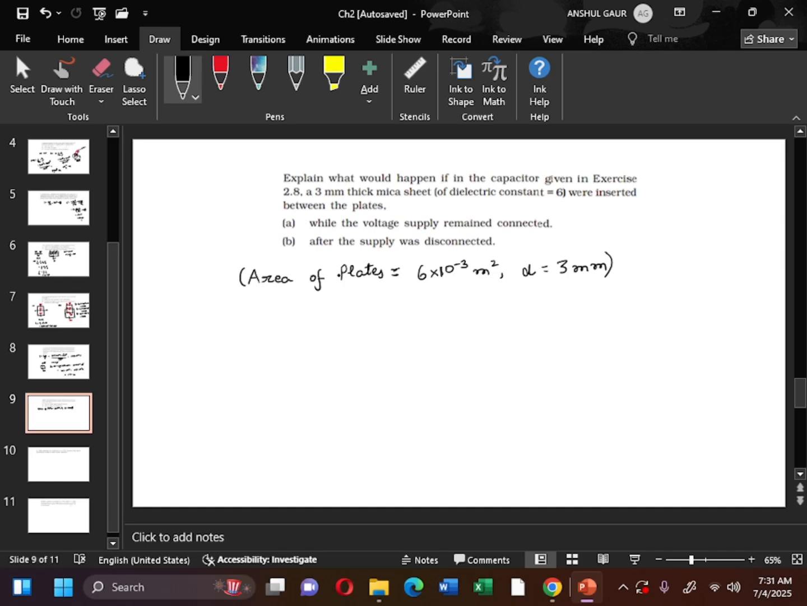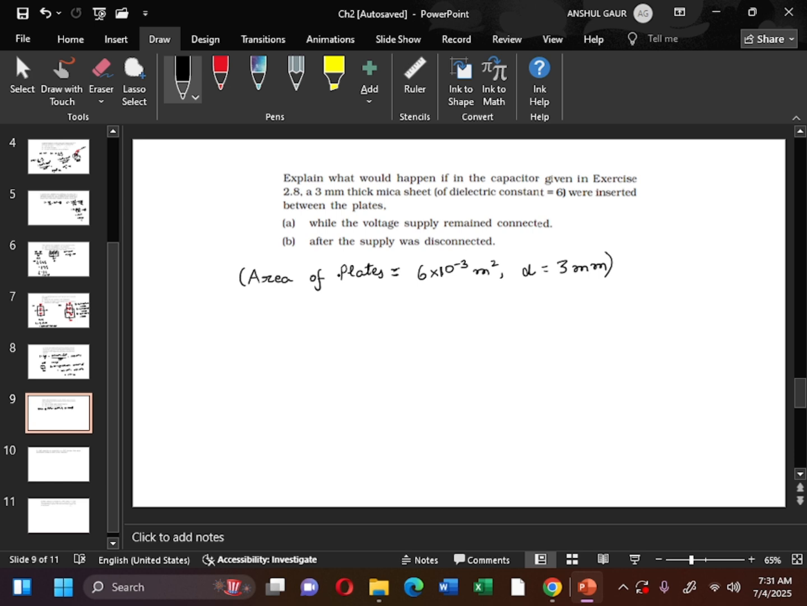Hello viewers, the question is: explain what would happen if, in the capacitor in exercise 2.8, a 3 mm thick mica sheet of dielectric constant 6 were inserted between the plates. Part A, while the voltage supply remained connected. Part B, after the supply was disconnected.